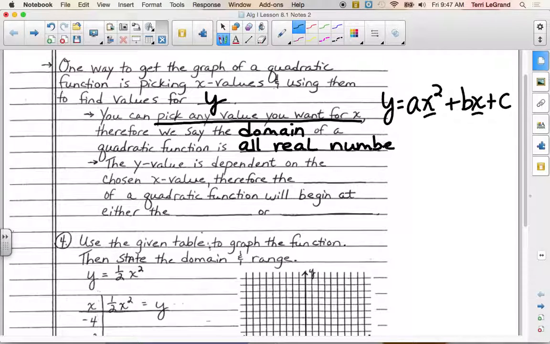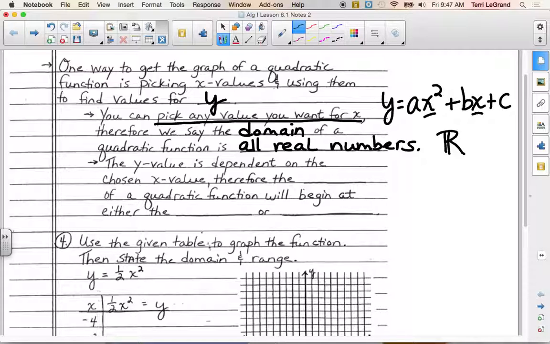All the numbers on the number line are considered to be from the real number set, all real numbers. And remember our abbreviation for that was this. Do you remember this now? I wonder whose classroom you're in, because I could have sworn I taught this. Okay, so when we have a quadratic function, the domain is all real numbers.